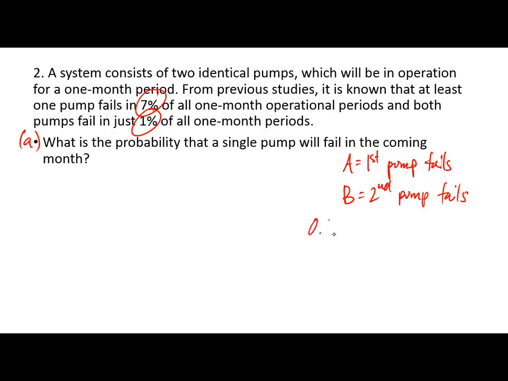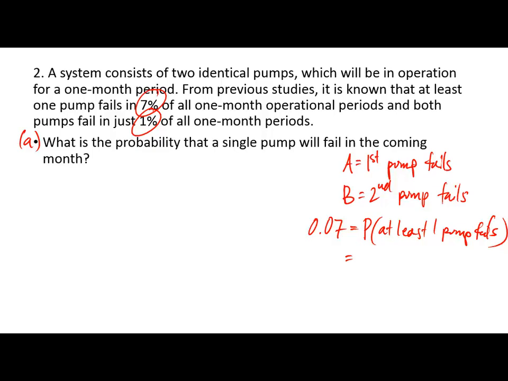So 0.07 equals the probability that at least one pump fails. How can I write that in terms of A and B? A union B. That is correct, but I want to make sure everyone gets that. So why is that the probability of A or B? At least one. Maybe both too.